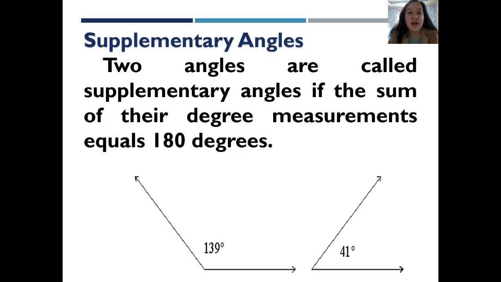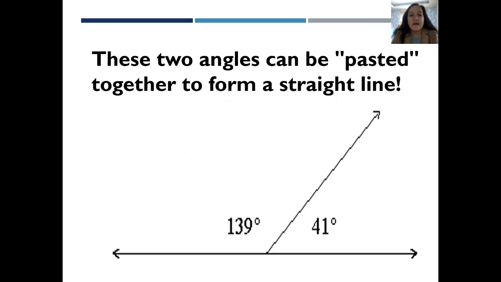What about supplementary angles? Two angles are said to be supplementary if the sum of their degree measurements equals 180 degrees. So if you have a 139-degree angle, what would be the measure of the other angle for these angle pairs to be supplementary? Exactly. Then, these two angles can also be pasted together to form a straight line.